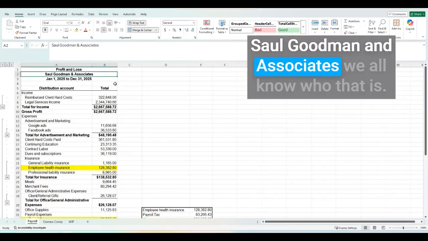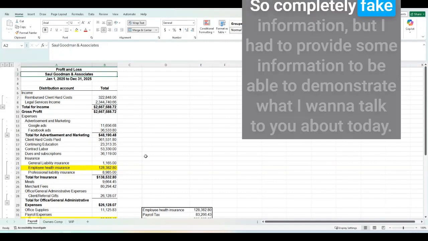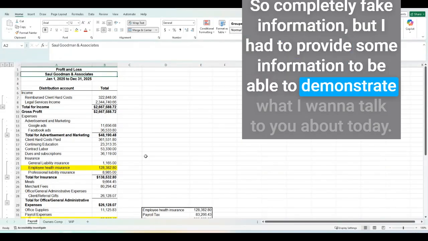Now, the numbers you're going to see today are completely fake financial information. Saul Goodman and Associates, we all know who that is. So completely fake information, but I had to provide some information to be able to demonstrate what I want to talk to you about today.